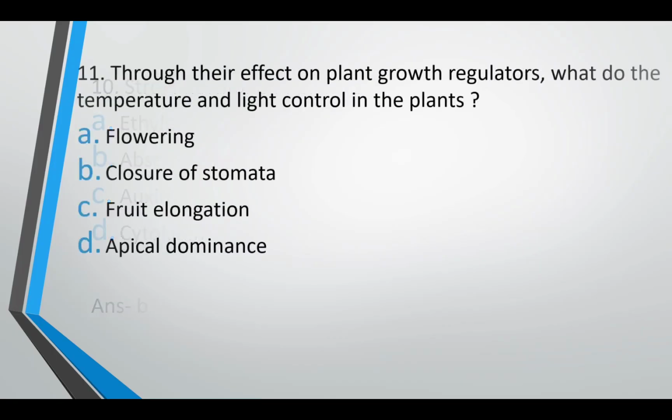Question number 11. Through their effect on plant growth regulators, what do temperature and light control in plants? Flowering, closure of stomata, fruit elongation, apical dominance. Through their effect on plant growth regulators, what do temperature and light control in plants? The correct answer is option A. They control the process of flowering.